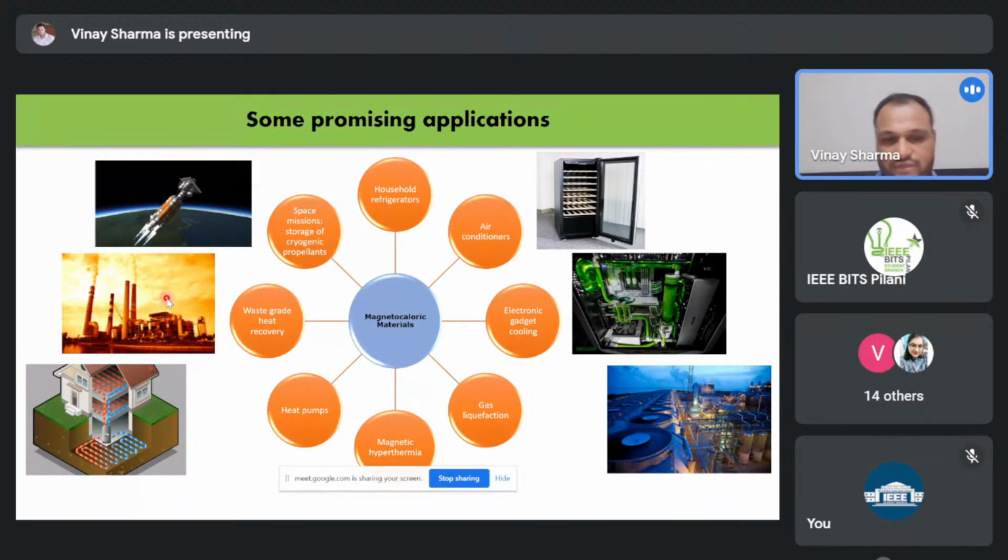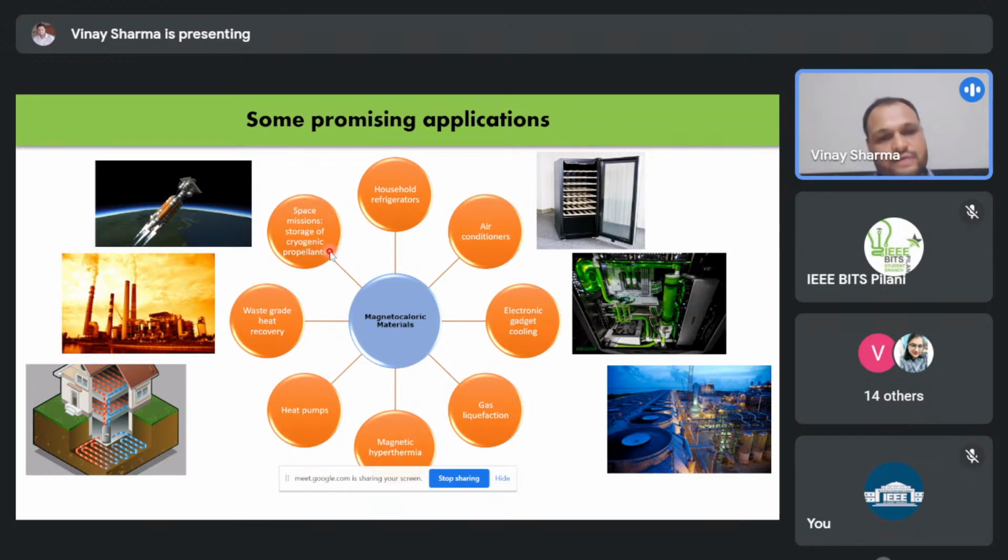And the range of this heat is actually from around 150 degrees C up to 300 degrees C. So within this temperature range, a lot of heat is ejected in the environment with no usage. So there is a method using magnetocaloric materials for recovering this waste grade heat that I will show later. And some of these materials have also been used for cryogenic propellants.